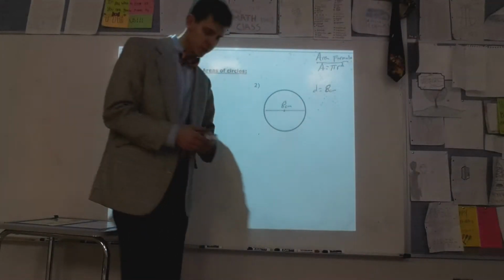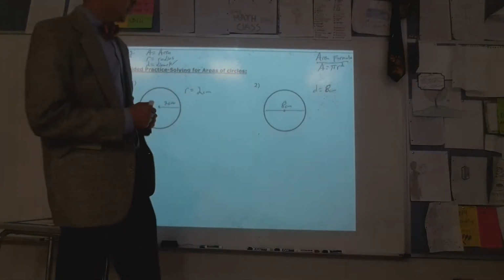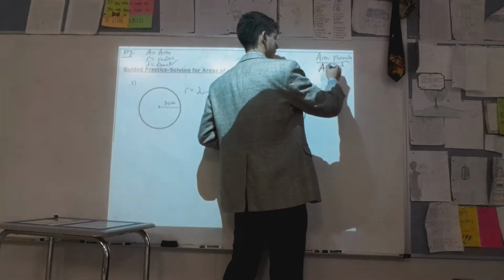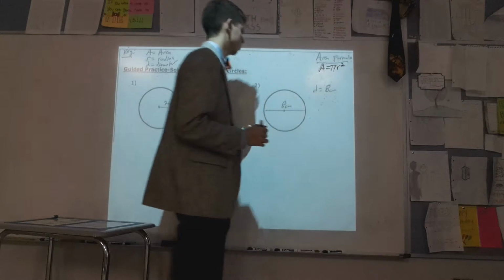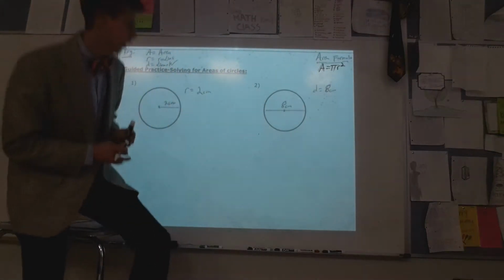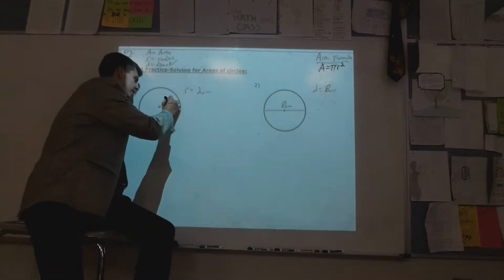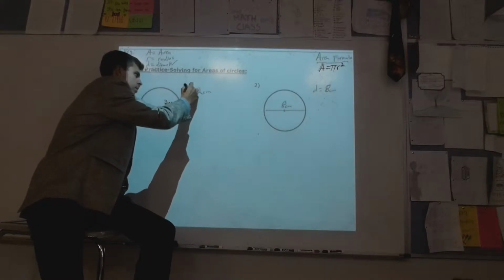Okay, so first we're going to solve for some area problems. We're going to use this formula here: A is equal to pi r squared. The area is equal to pi times the radius squared. And let's do this first problem here. Now it's given that the radius is 2 centimeters.